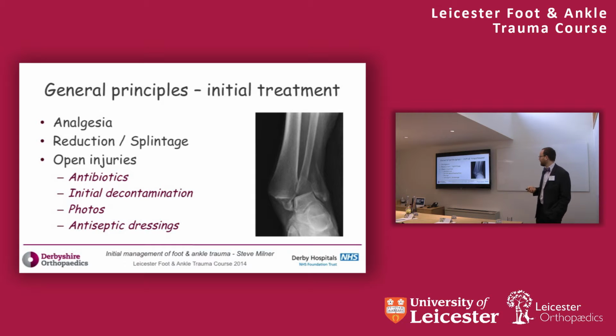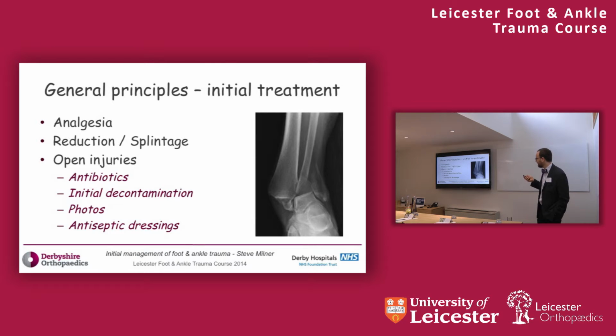The general principles of the initial treatment are listed here. Analgesia and reduction in splintage actually probably are the same thing. The single most important thing you can do for an injured limb is to reduce it into the best possible provisional position and splint it there. That's the best pain relief you can have.